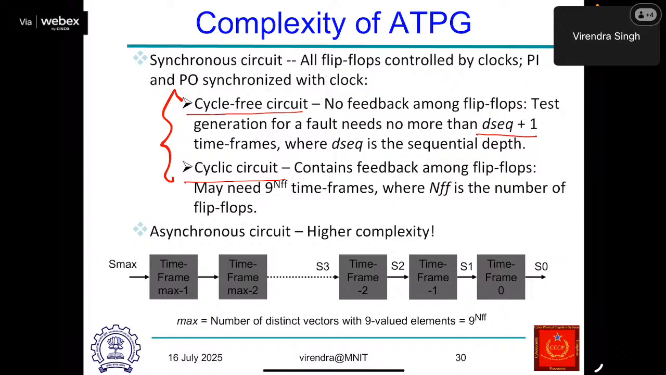However, for circuits with cycles, it is horrible. The maximum number of times that I may need to replicate the circuit is equal to 9 raised to the power of the number of flip-flops. So even if you have two flip-flops, you may need to replicate it 9 raised to the power 2, that means 81 times. That is almost impossible and not doable at all. So I stop over here.